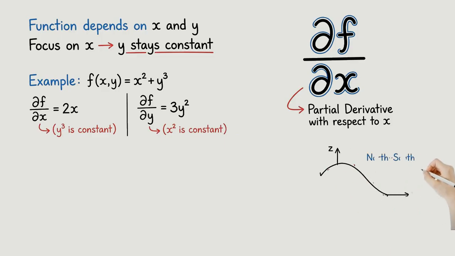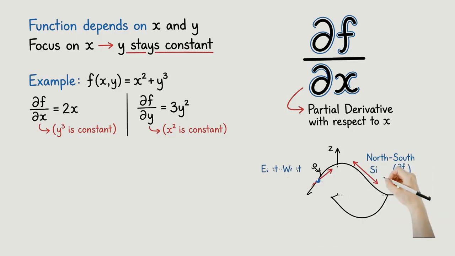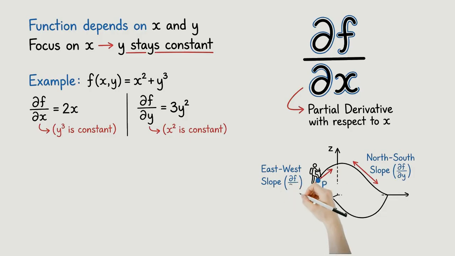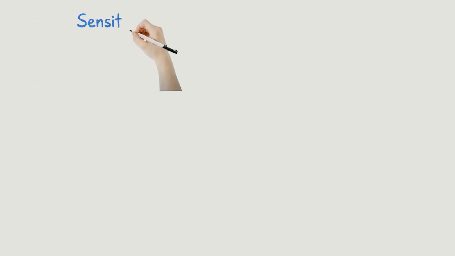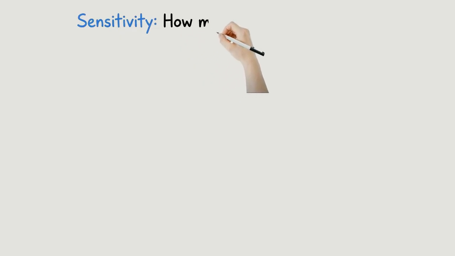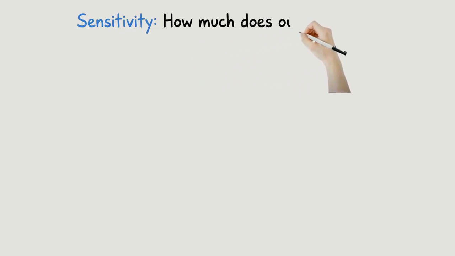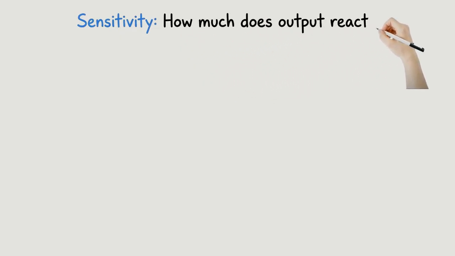A useful picture is a hill. The height depends on your east-west position and your north-south position. One partial derivative is the slope if you walk east-west only. The other is the slope if you walk north-south only. In practice, partial derivatives measure sensitivity. A large value means the output reacts strongly to that input. A small value means that input barely matters, at least near that point.